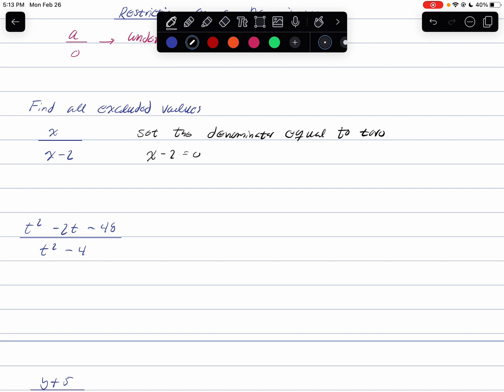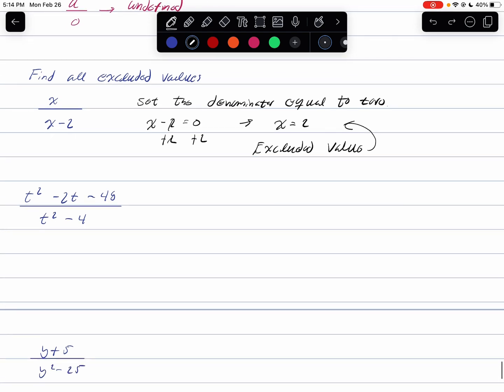We have x minus 2 is equal to 0. We can add 2 to both sides, and we get x is equal to 2. So we have an excluded value of x equals 2. Okay, this is our excluded value, x equals 2. So really, this function here, x over x minus 2, is going to be defined for any number that we plug into it except for x equals 2. Because if we plug in x equals 2, we're going to get 2 minus 2 is equal to 0, and therefore we can't do that because we can't divide by 0.